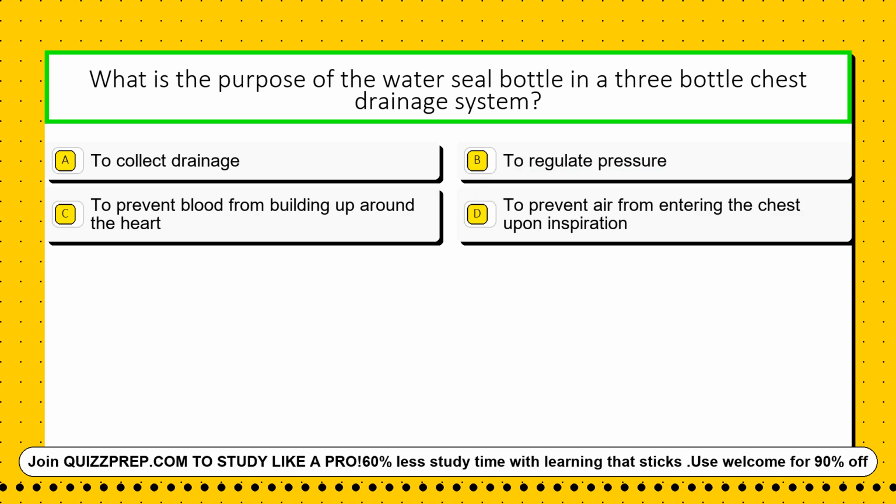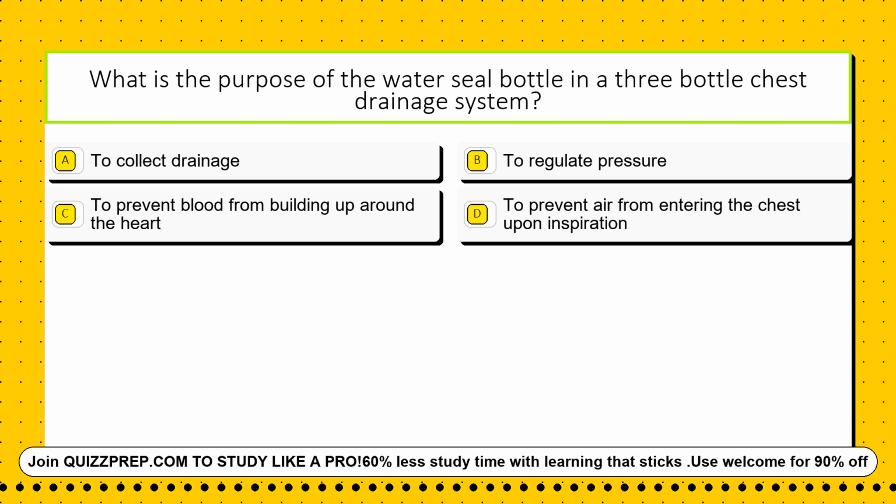Question 31. What is the purpose of the water seal bottle in a 3-bottle chest drainage system? Option A, to collect drainage. Option B, to regulate pressure. Option C, to prevent blood from building up around the heart. Option D, to prevent air from entering the chest upon inspiration.